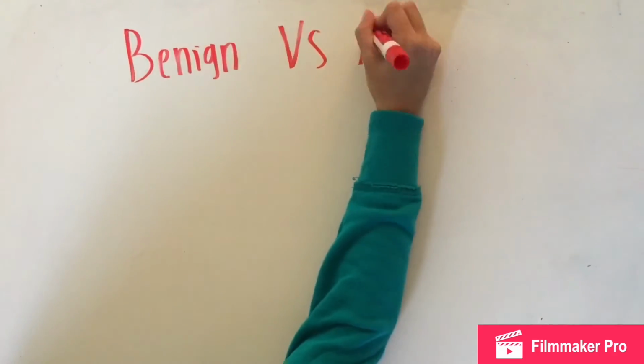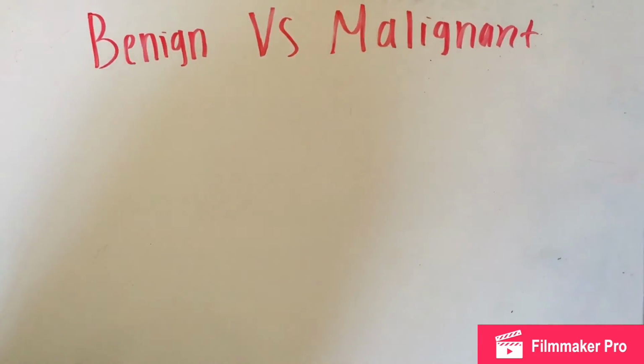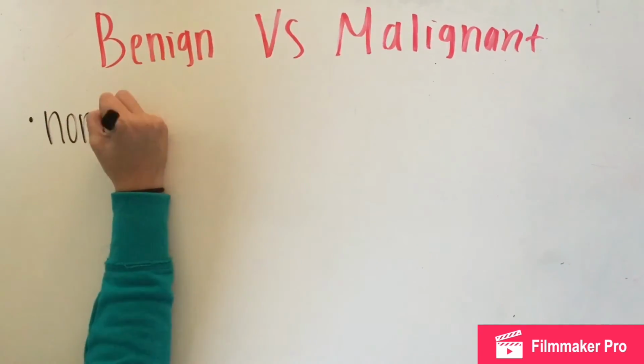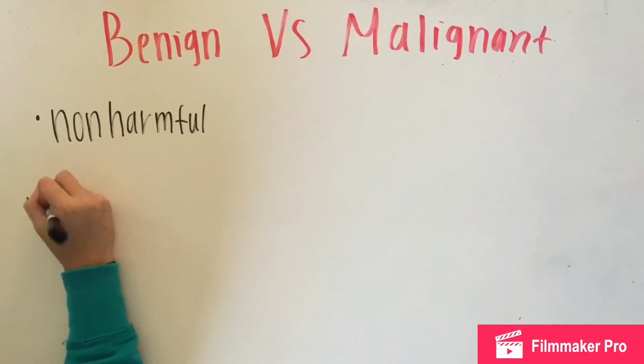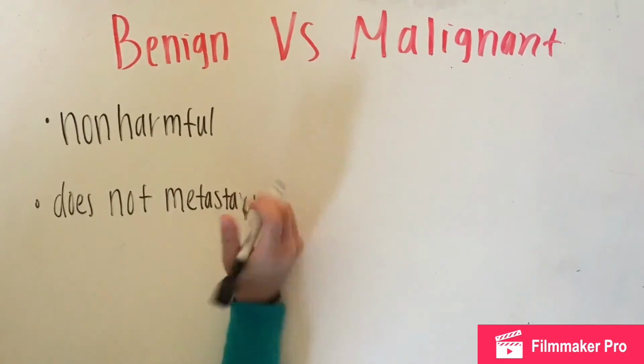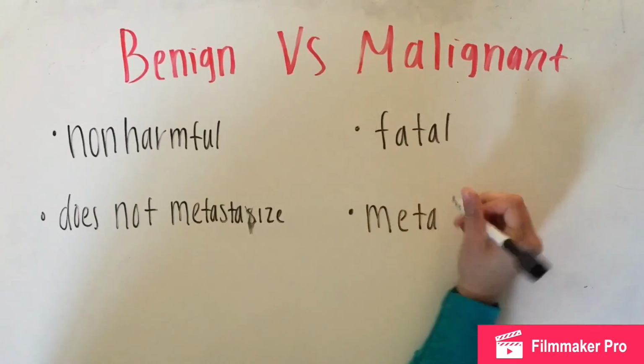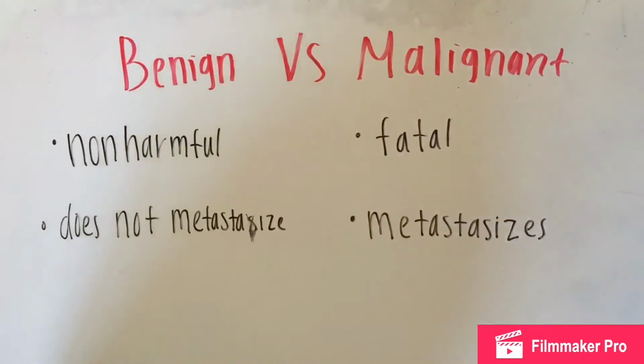There are 2 different types of tumors, one being benign and the other malignant. The major differences between benign and malignant are that benign are non-harmful and they usually do not metastasize. For malignant, they are able to invade surrounding tissues and organs and also cause fatal damage. Synovial sarcoma happens to be a malignant tumor.